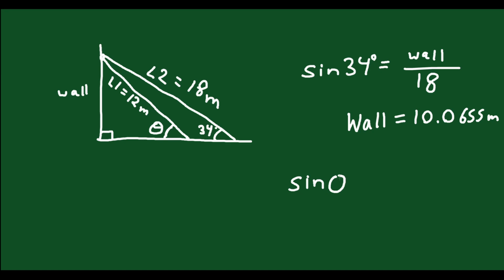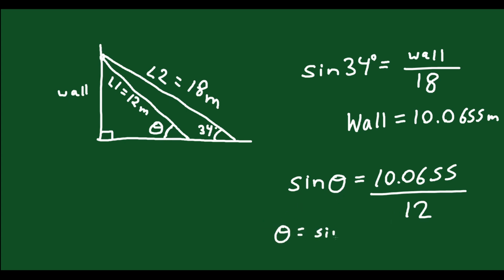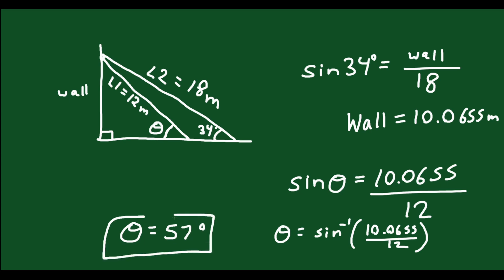Sine of theta equals opposite, which is your wall, or 10.0655, over the hypotenuse, which in this case is 12. Sine inverse both sides, so theta equals sine inverse of 10.0655 over 12. Calculate that, and for your final answer, you will get theta to equal approximately 57 degrees. And that's your final answer.